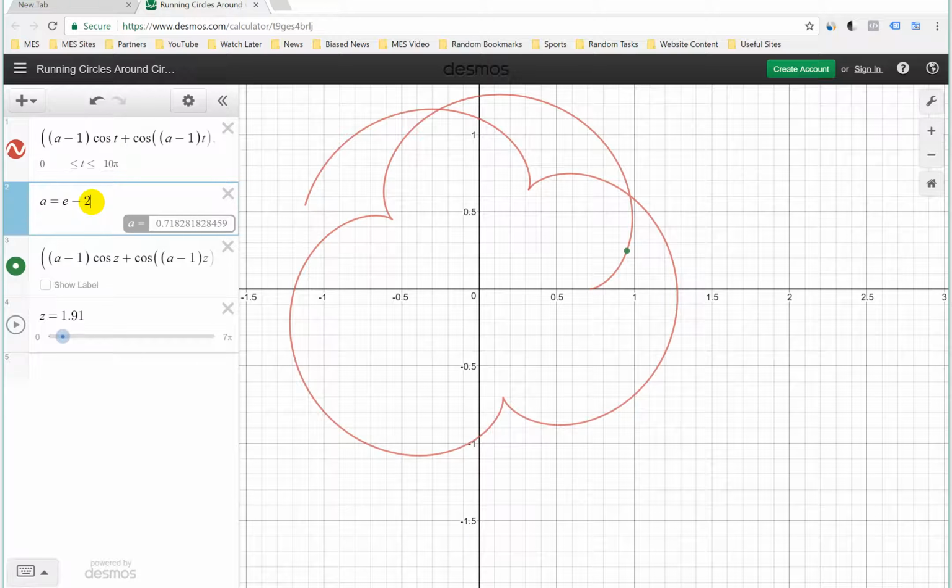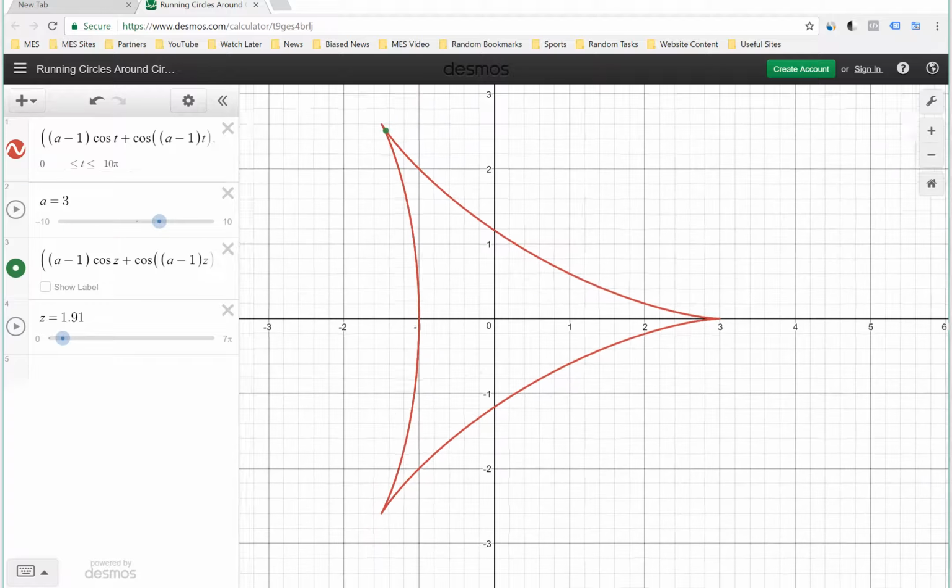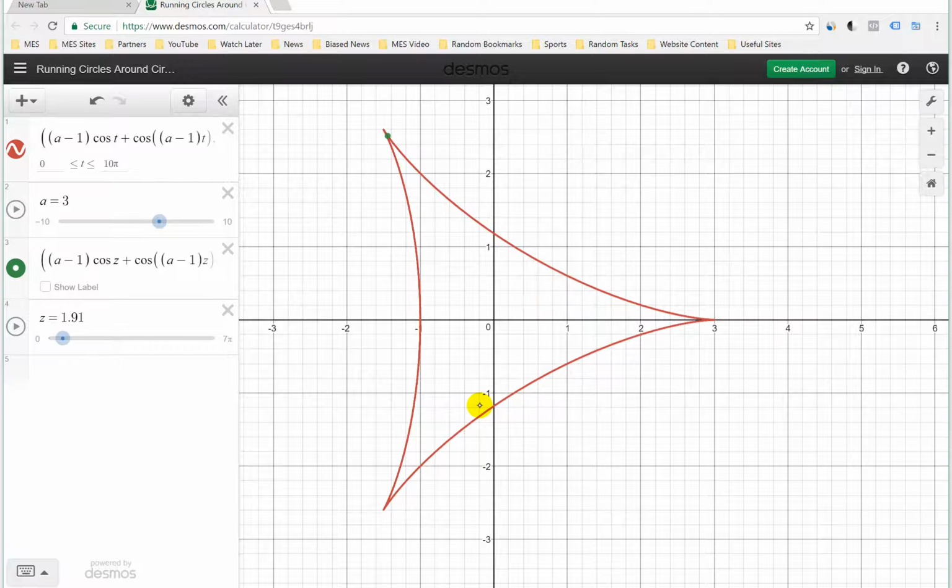So let's write 3 here. So we have a shape like this. It's like a triangle type shape. And over here, let's increase this to 100. It's still the same exact shape. It just goes back and forth, so it's like a closed loop. And that's how the shape goes.